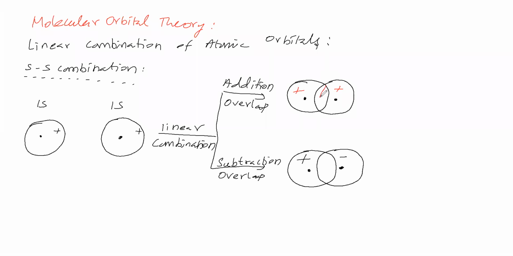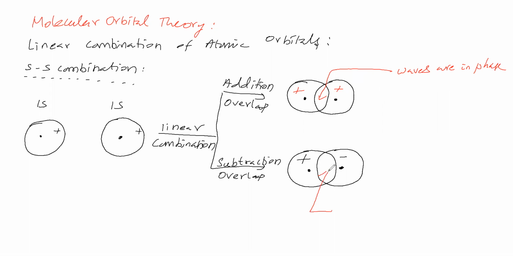So here we are talking about the overlapping part of the atomic orbitals. At the overlapping part, this electron has wave nature and this electron also has wave nature. That means the waves are in phase, we can say. Then only addition overlap, because the amplitudes of both waves will be added up. Waves in phase means constructive interference.